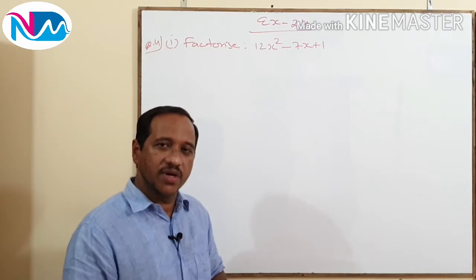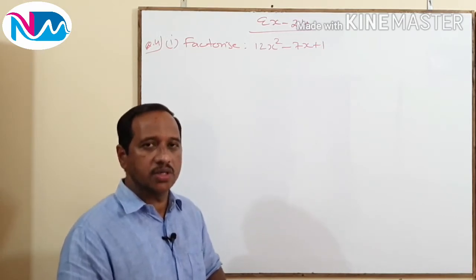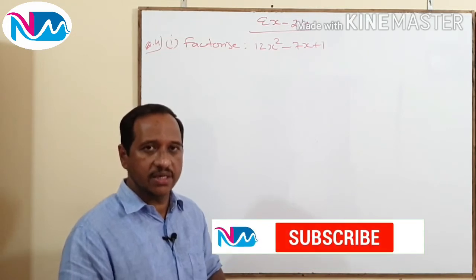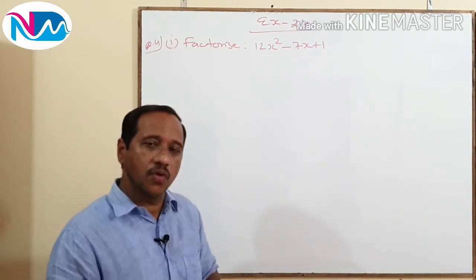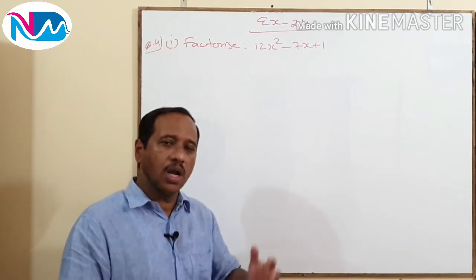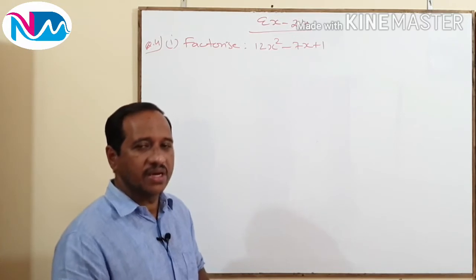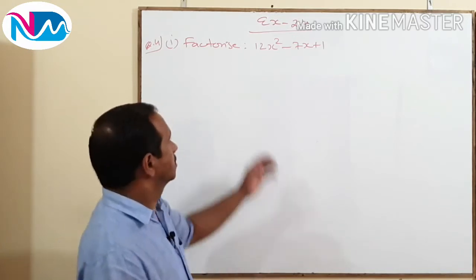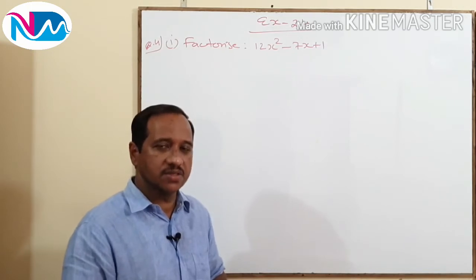The questions we are going to consider are from exercise 2.4 of the NCERT textbook. In question number 4, there are 4 sub-questions. All are to factorize by splitting the middle terms. We consider the first question, 12x square minus 7x plus 1.